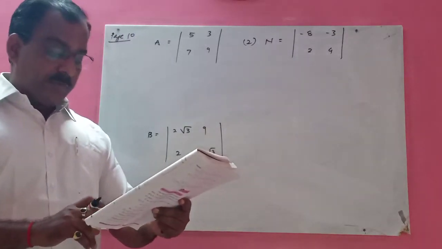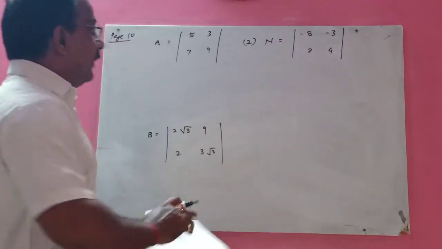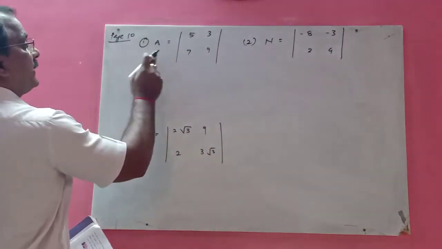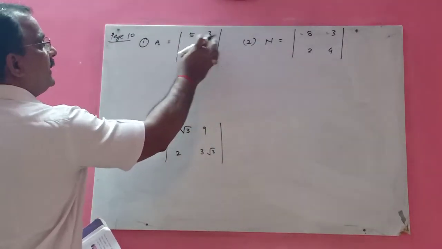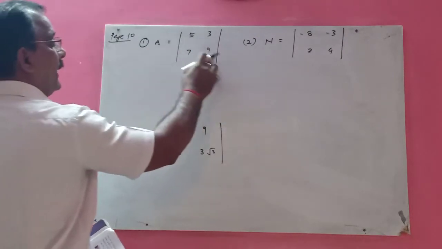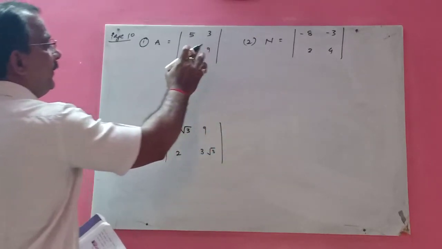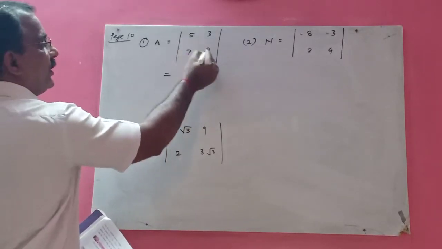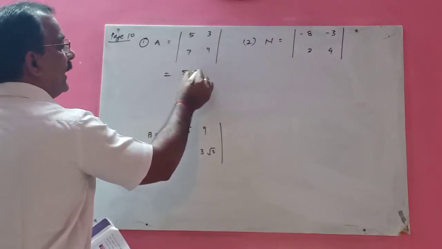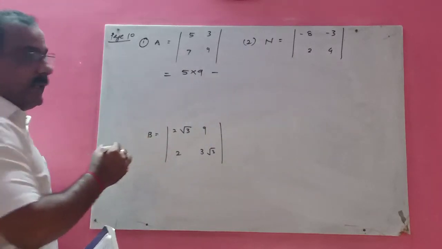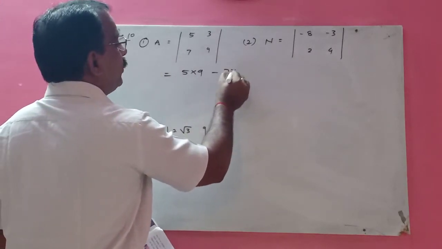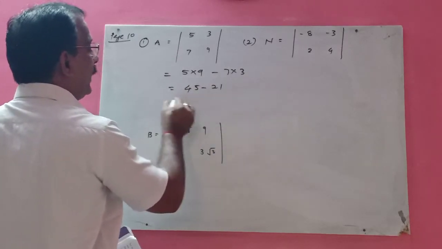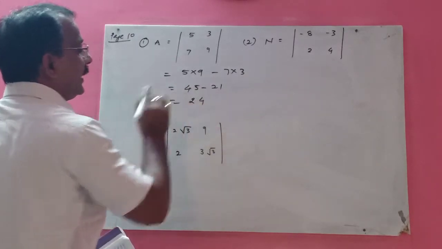Find the values of the following determinants. You have to find out the values of these determinants, children. See, first one, a is equal to this 5, 3, 7, 9, right? So here we have to find out the value of this. You know what you will do here: cross multiply, 5 into 9, put compulsory minus sign, and 7 into 3. So this will become 45 minus 21, which is equal to 24.